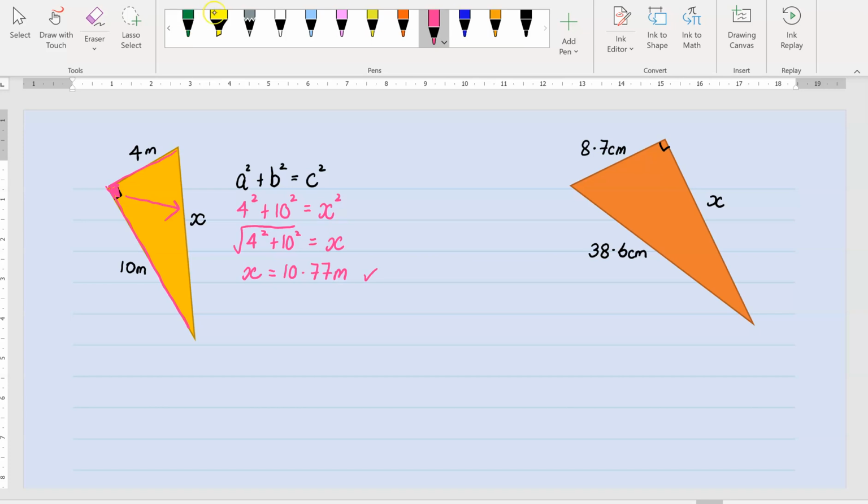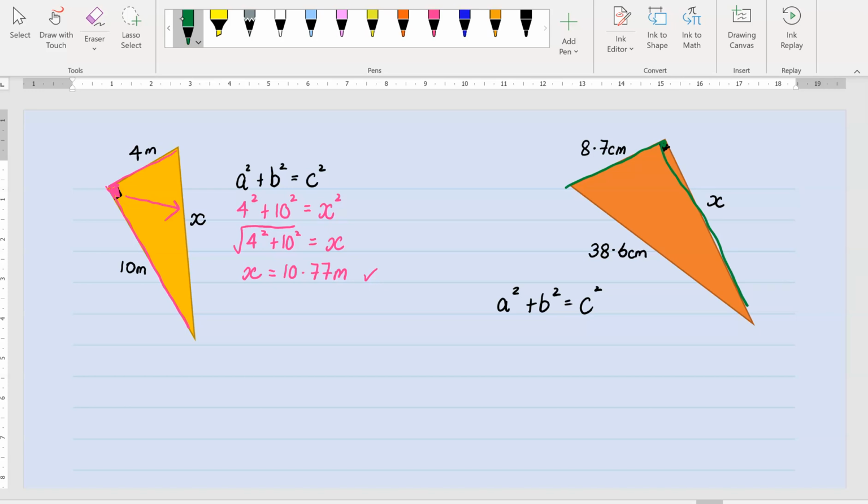Now let's have a look at this question here. Once again, it's a right angle here, and it's asking us to find an unknown length. So again, we write our formula. And now what we're going to do is substitute our information in. So you have to find out what are the two lengths, so a and b, what are the two lengths that make up your right angle. So here's my right angle, which means it's that length, and that length. Bit of a wobbly line I did there.